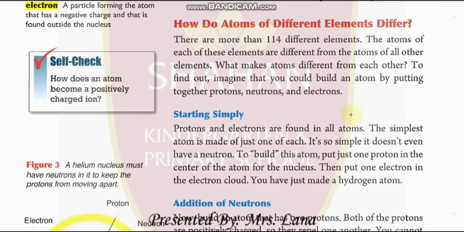How do atoms of different elements differ? There are more than 114 different elements. The atoms of each of these elements are different from the atoms of all other elements. What makes atoms different from each other? To find out, imagine that you could build atoms by putting together protons, neutrons, and electrons, because as we said, atoms are formed from these particles.